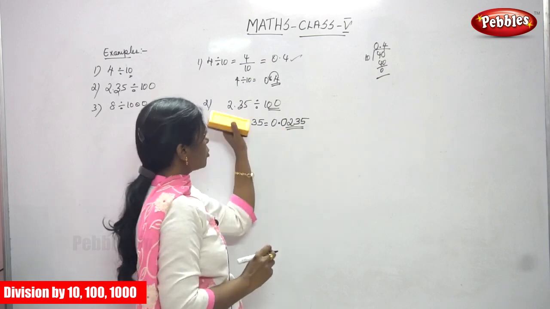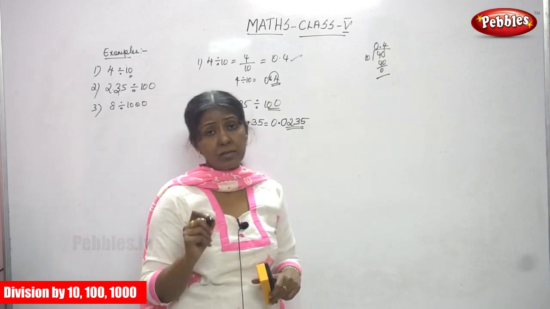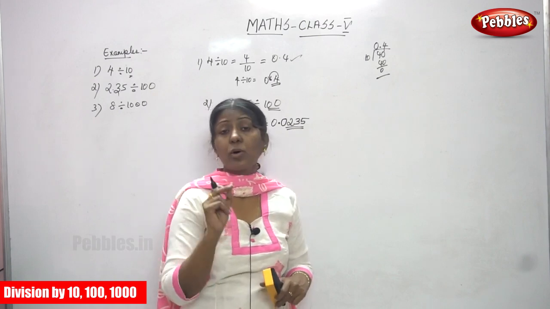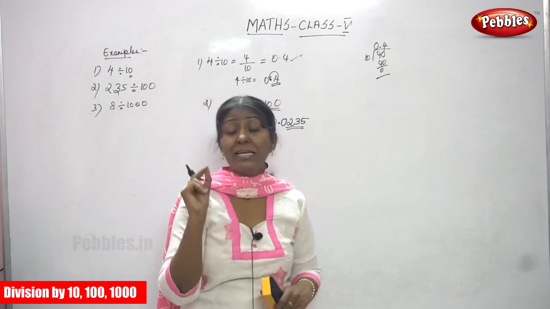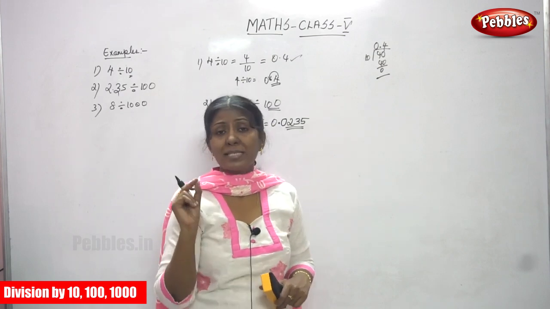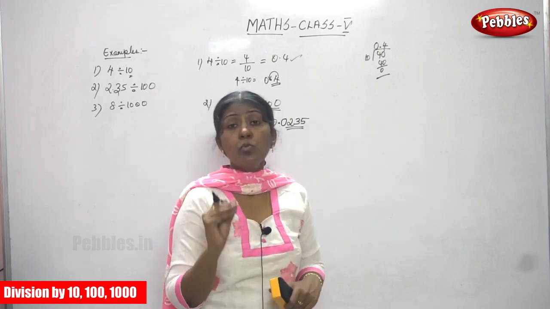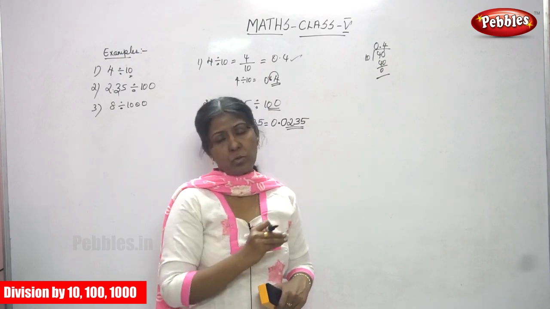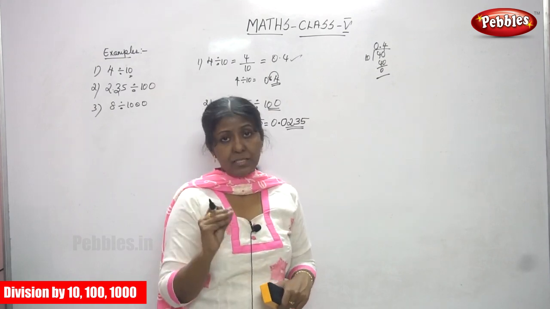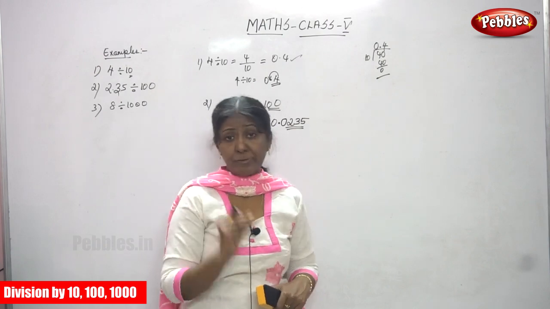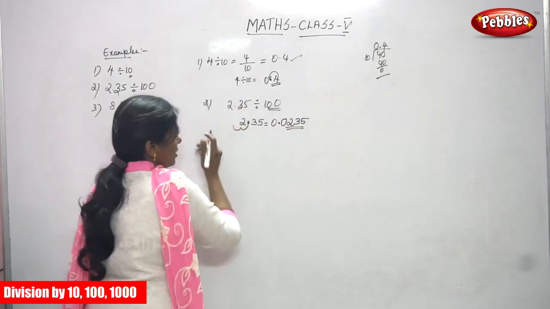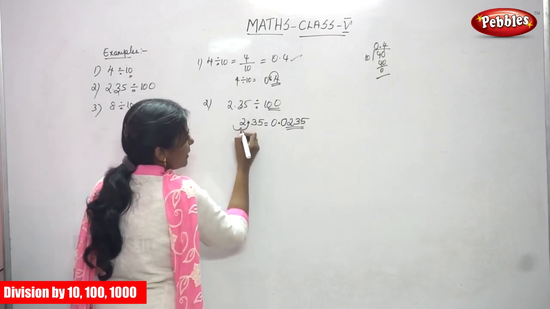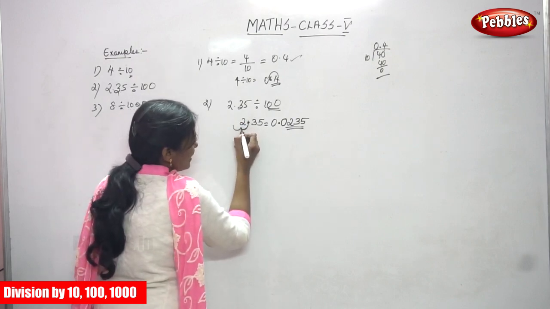I'll repeat once again. 2.35 is divided by 100. So in 100, how many zeros are here? 2 zeros are here. So the decimal place moves 2 places to the left. The decimal place moves 2 places to the left side direction. So this point moves 2 places, first place and second place.